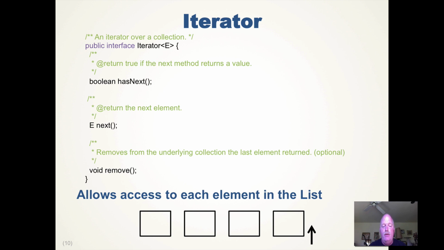If we implement remove, we can remove the previous element that was returned. So the last thing that next returned can be removed from the collection. It's not often used. It requires a lot more implementation. You have to remember the last one if you implement it. So I often just ignore that one. I don't implement it, I just throw an unsupported operation exception.